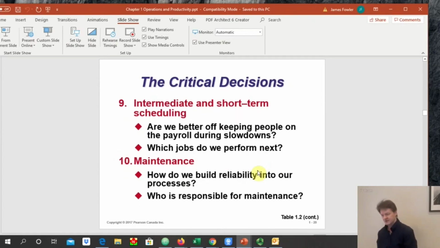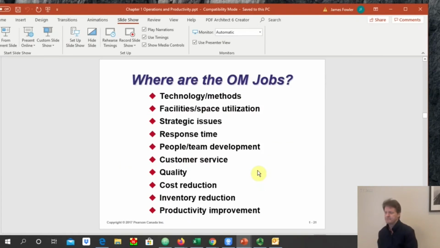Intermediate and short-term scheduling. Are we better off keeping people on the payroll during slowdowns, or do we lay them off? Which jobs do we perform next? In terms of maintenance, how do we build reliability into our processes? How can we, in terms of setting up checkpoints, determine and control our maintenance and the quality of what we're producing? And who's going to be responsible for that?